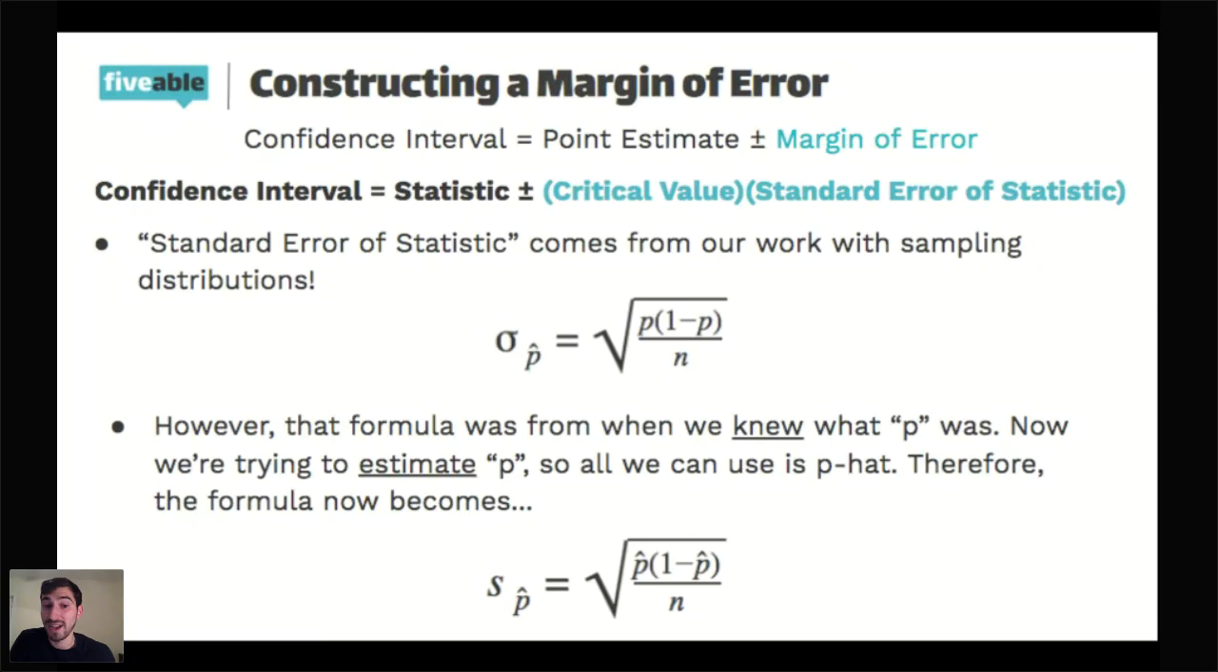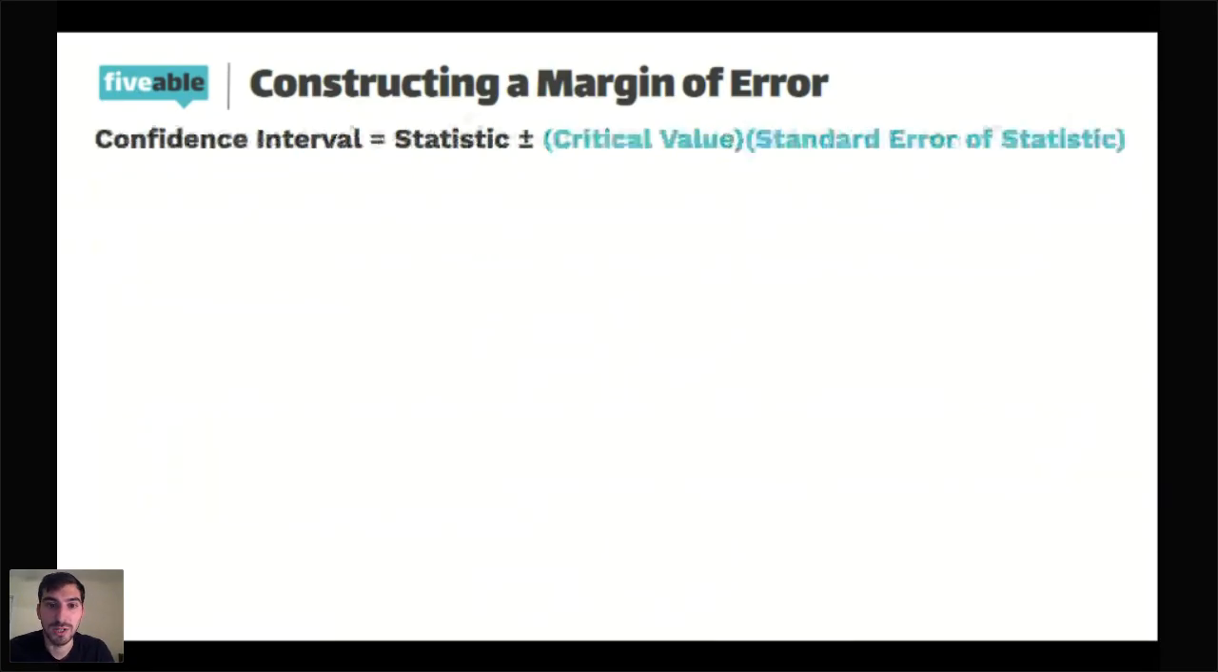The one way I could see that they might try to trick you with this is if they give you a scenario where you do know p, then to calculate the standard error, you're going to use the formula at the top, not the one with p hats. If you don't know p, you're going to use the formula at the bottom where you actually use your p hat. And so statistic is p hat, standard error of statistic is that, and a critical value is a thing called a z-star.